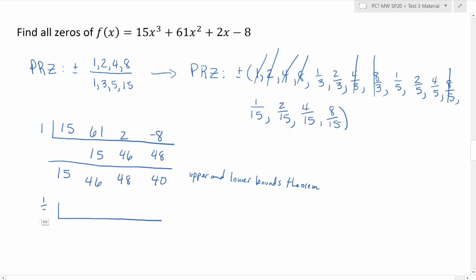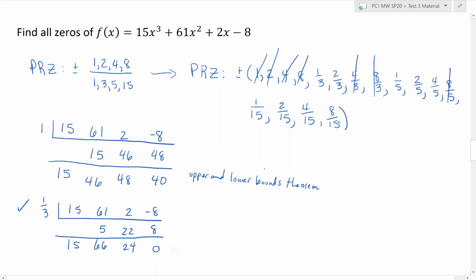Let's try the 1/3 and see how we fare that way. All right, carry down the 15. 15 times a third is 5. 61 and 5 is 66. 66 times 1/3 is 22. 2 and 22 is 24. 24 times 1/3 is 8. Negative 8 and 8 is 0. So I know that 1/3 is a 0 of the polynomial.